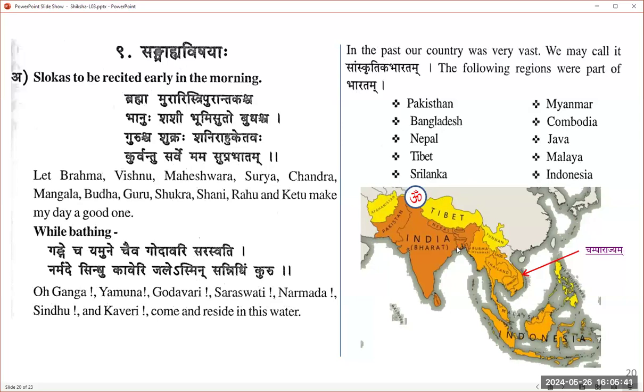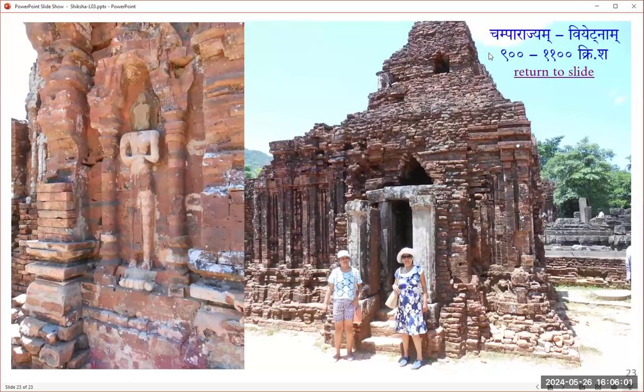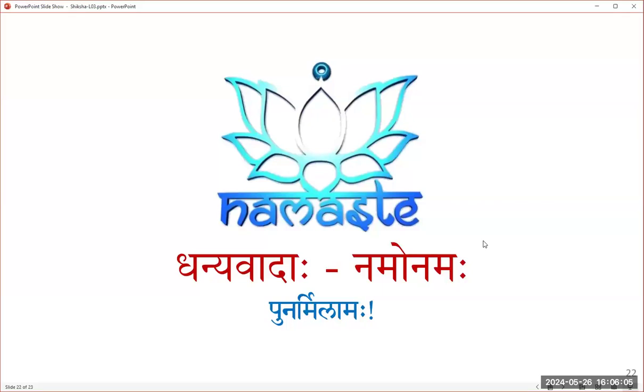Sir, Vietnam also sounds like a Sanskrit word. No. It comes from their own language. They have their own language. No, on the previous slide you had written Vietnam. No, it is coincidental. The area was called Champa Rajya.